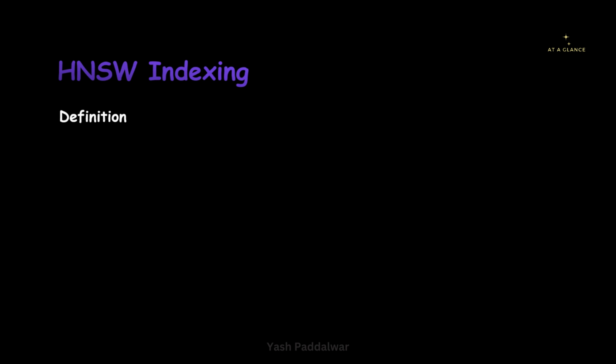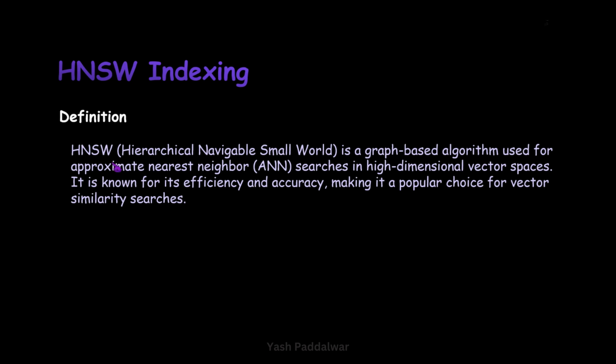By the official definition, HNSW stands for Hierarchical Navigable Small World. It is a graph based algorithm used for approximate nearest neighbor, that is nothing but ANN searches in high dimensional vector spaces. So specifically this indexing algorithm is used when we have high dimensional vector spaces. That means we have a huge amount of data with high dimensions. Now this indexing algorithm is known for its efficiency as well as accuracy. It makes it a popular choice for vector similarity searches.